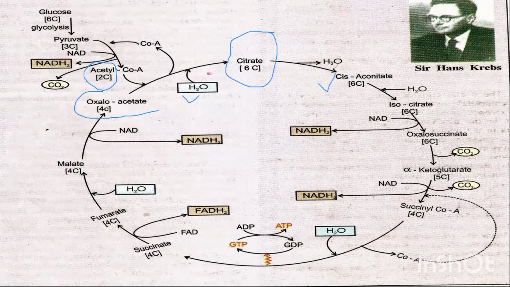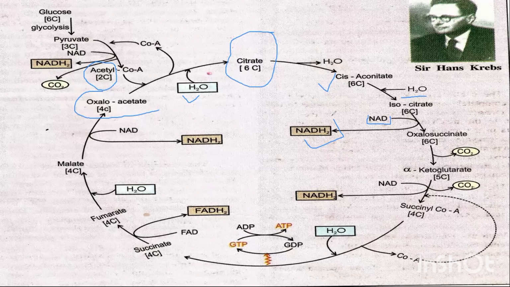Now this 6 carbon 6-aconate undergo hydration. Earlier there was dehydration, now there is hydration, and there will be formation of isocitric acid, again containing 6 carbon. Now this isocitric acid undergo oxidation. The hydrogen will be removed, it will be accepted by NAD, and NAD will be converted to NADH2 along with the formation of oxalosuccinate, again containing 6 carbon.